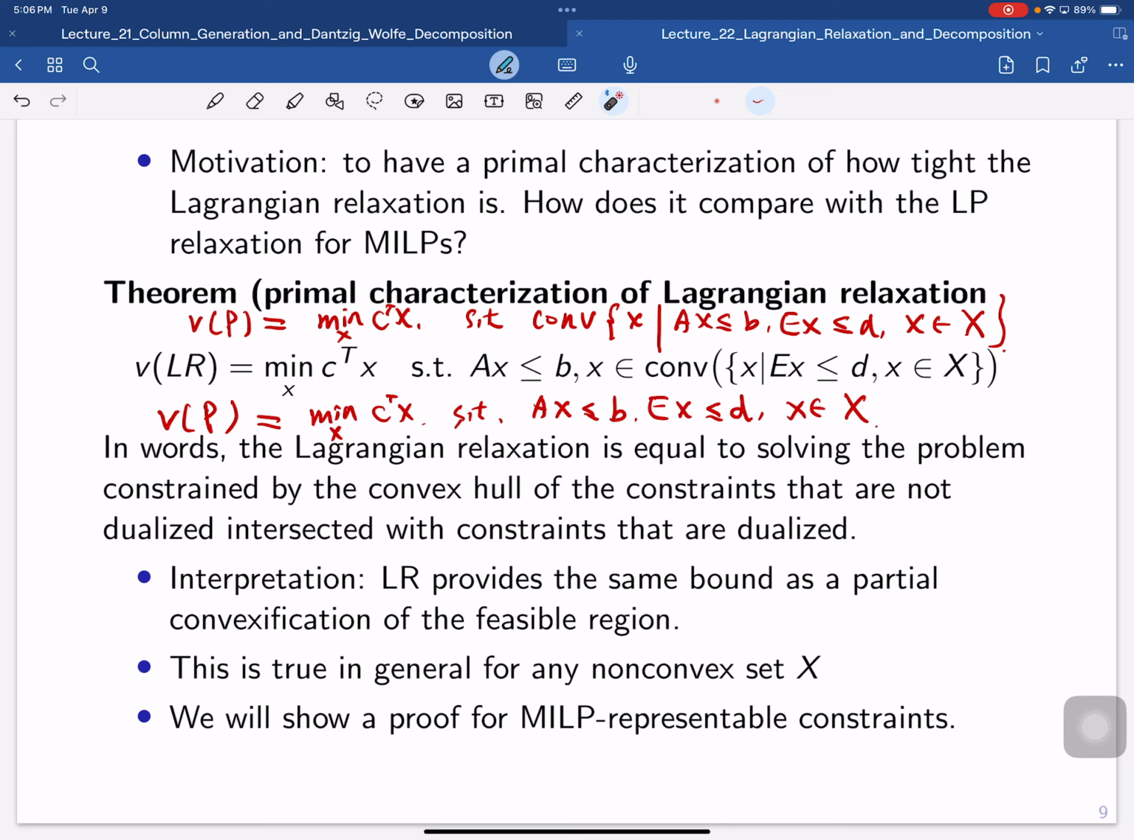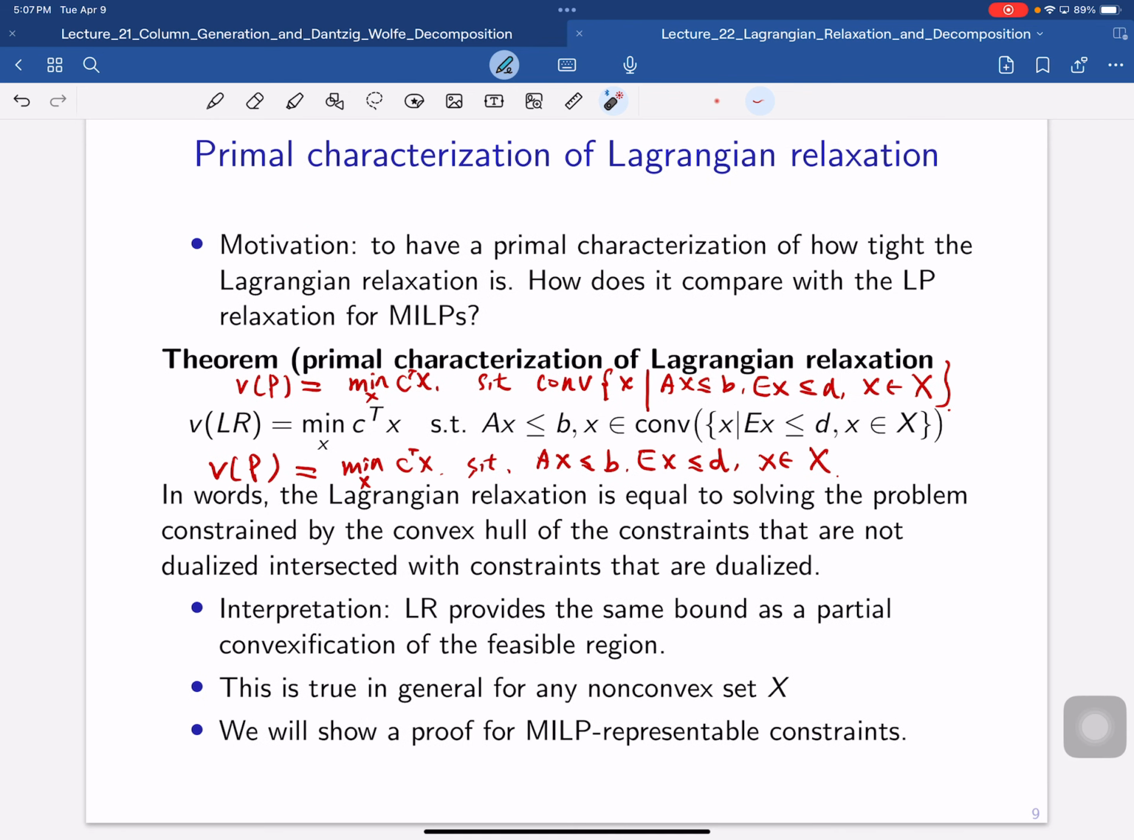Okay. Yeah. Okay, so we will show a proof of this for MILP representable constraints. And you can show actually this is in general true for any non-convex set X. Yeah, so any more questions related to this claim here? The definition of this claim, not the proof, of course.